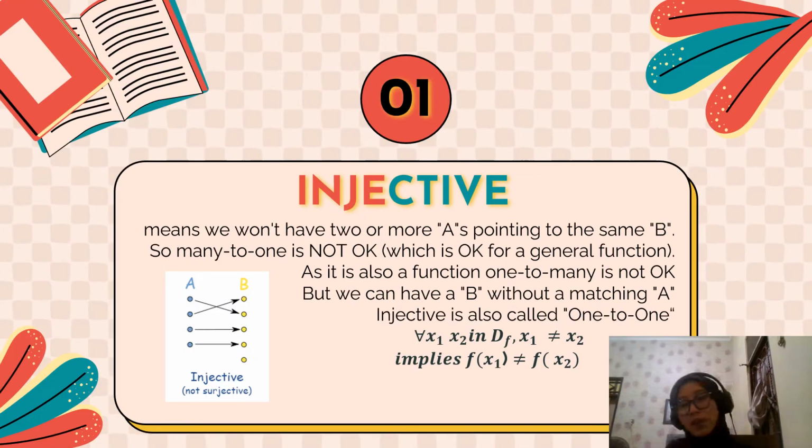After we learn the definition of a function, let's move on to the injective function. Injective function means we do not want two or more A's pointing to the same B. So many to one is not okay, which is okay for a general function. As it is also a function, one to many is not okay. But we can have a B without a matching A. You can see in this picture, A cannot have more than one B, and B can also have no A.